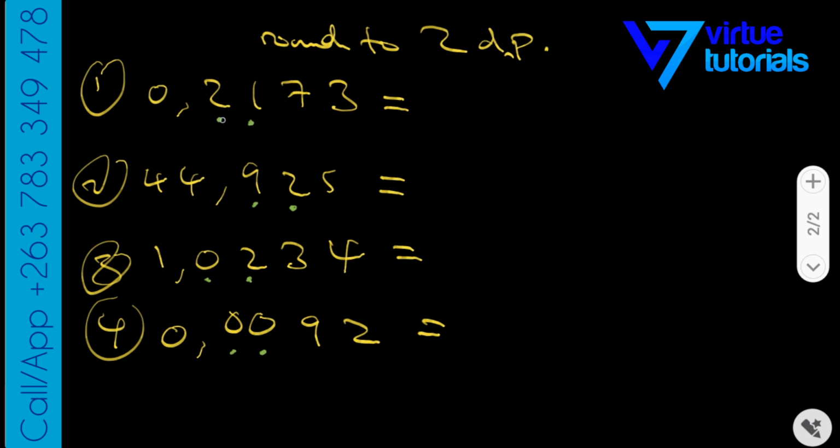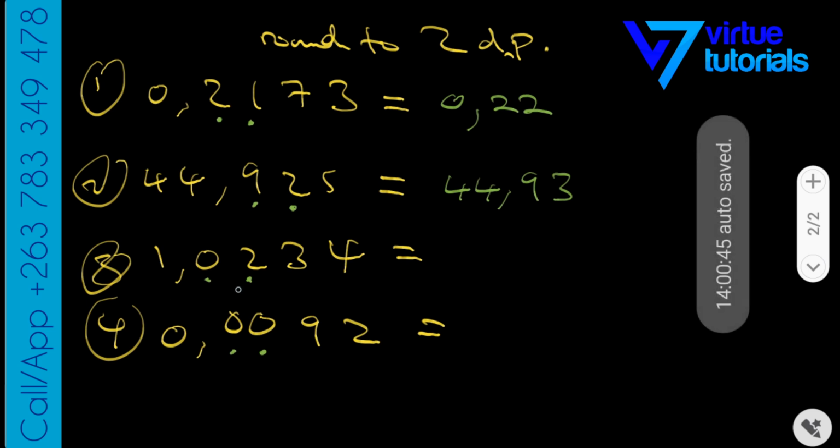So if we look at this first number here, after the second decimal place, we have a 7. The 7 is bigger than 5, so we'll have to bring this number up to a 2. So I'll get 0,22, right? I've rounded off to two decimal places there. And then for this number here, I have 9, 2, and then a 5. A 5 will bring this up to a 3. So I'll have 44,93. Remember, the rest of the number remains intact. I don't have to change things on the other side or move the comma around.